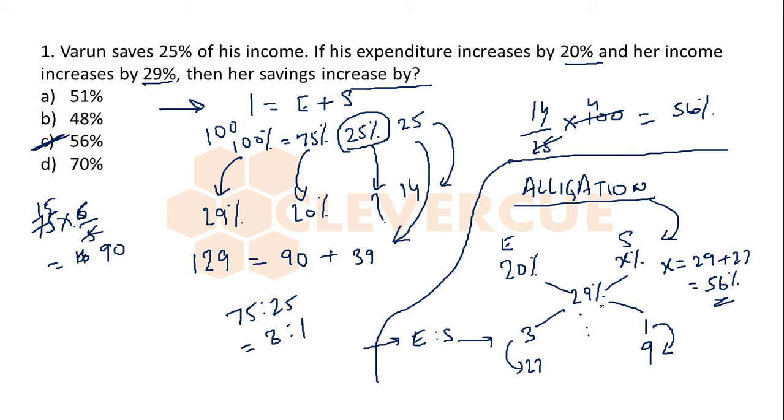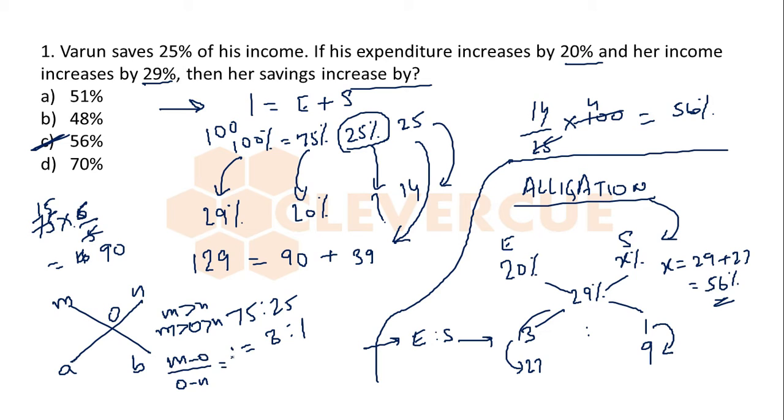See here, X minus 29 will be equal to 3 units. In the allegation method you have to remember this X: if it is M, N, O, and this is A and B, then if M is greater than N, O will be in between M and N, that is M greater than O greater than N. So M minus O divided by O minus N will be equal to B by A. This is the concept which you have to remember in the allegation method.